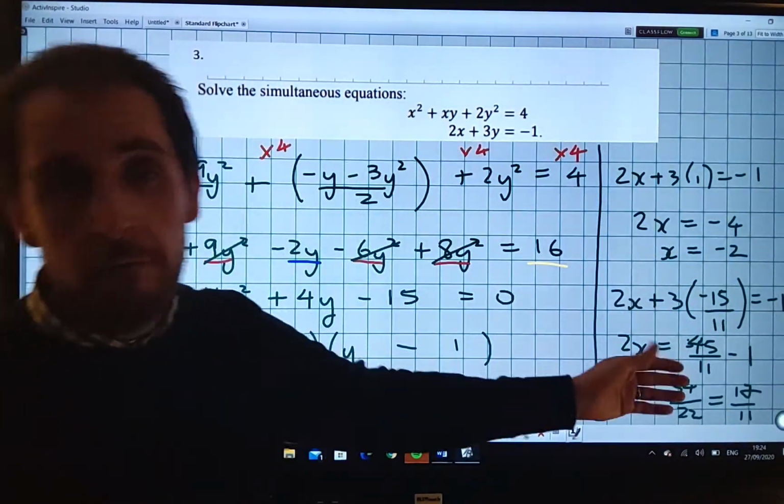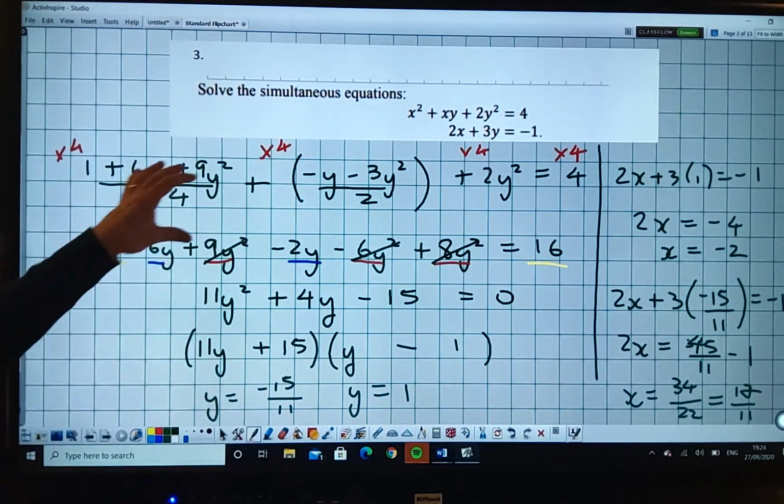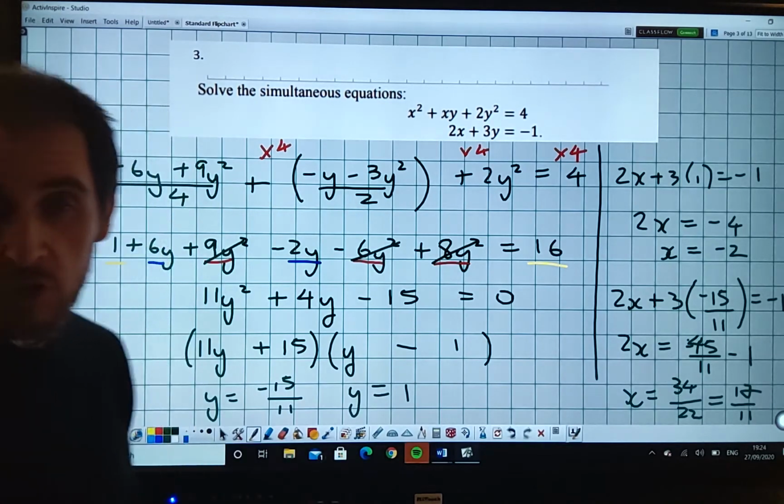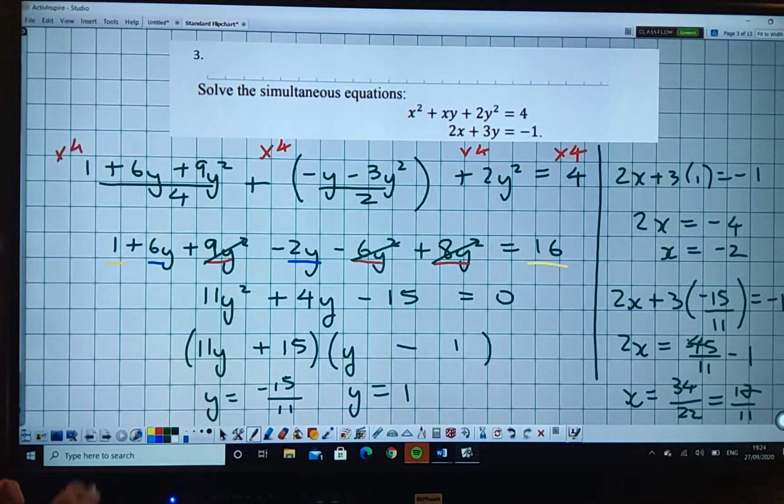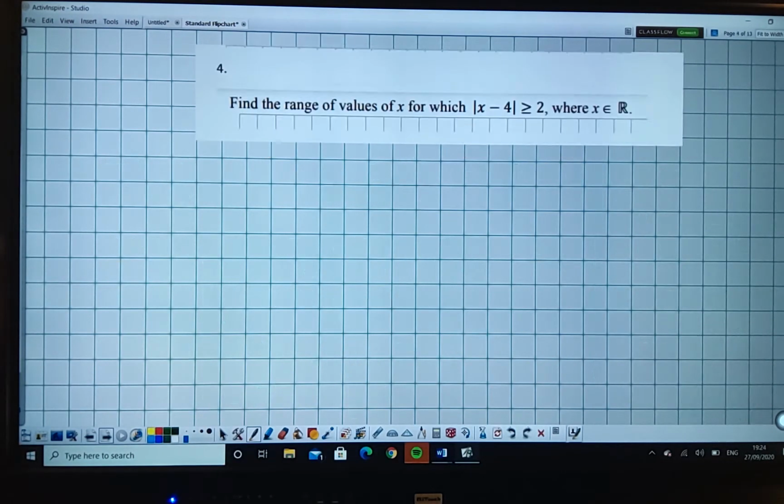Okay, that's just filling it in. They're worth small marks, but the key was the substituting and rewriting it. So if you're not sure, just look back over, and if you have any questions on it, let me know. Question 4 then, we had a modulus inequality.